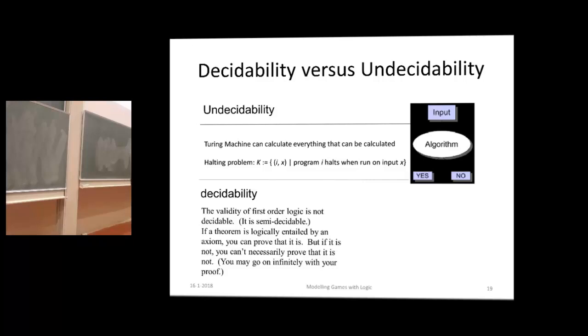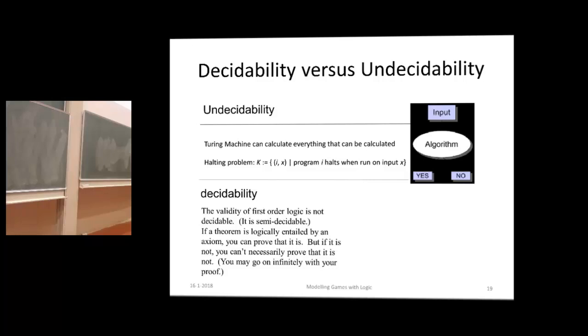But if it is not entailed, I cannot prove it. And if I have an algorithm that shows that something is entailed, something follows logically, it will eventually find the solution. It will find the formula that it is entailed.